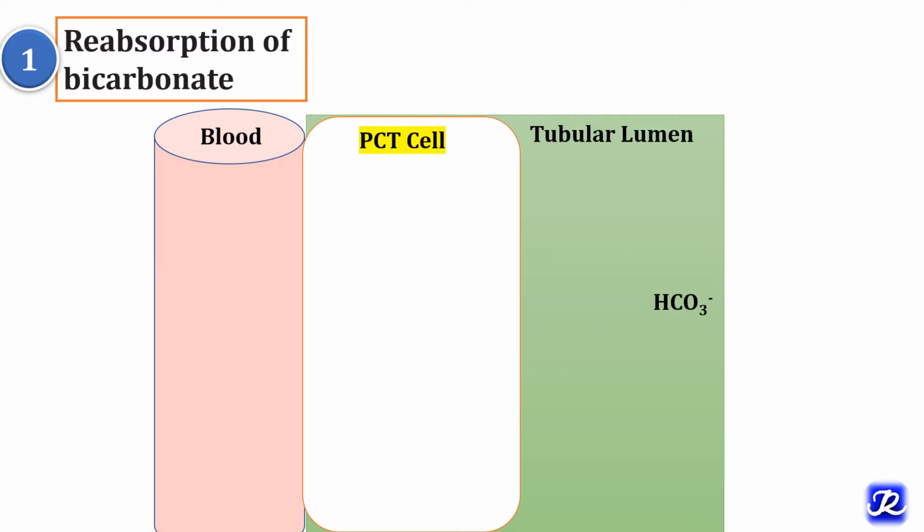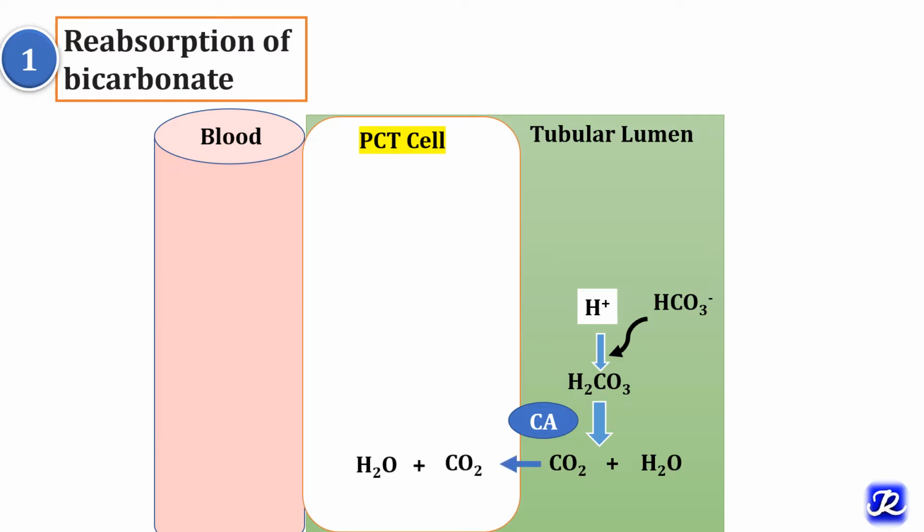So the bicarbonate which is filtered in tubular lumen combines with hydrogen ion to form carbonic acid, which is dissociated to form carbon dioxide and water by the action of enzyme carbonic anhydrase. This carbon dioxide is diffusible. It enters tubular cell, and again there is formation of carbonic acid by another isoenzyme of carbonic anhydrase. This carbonic acid again dissociates to form bicarbonate and hydrogen ions.